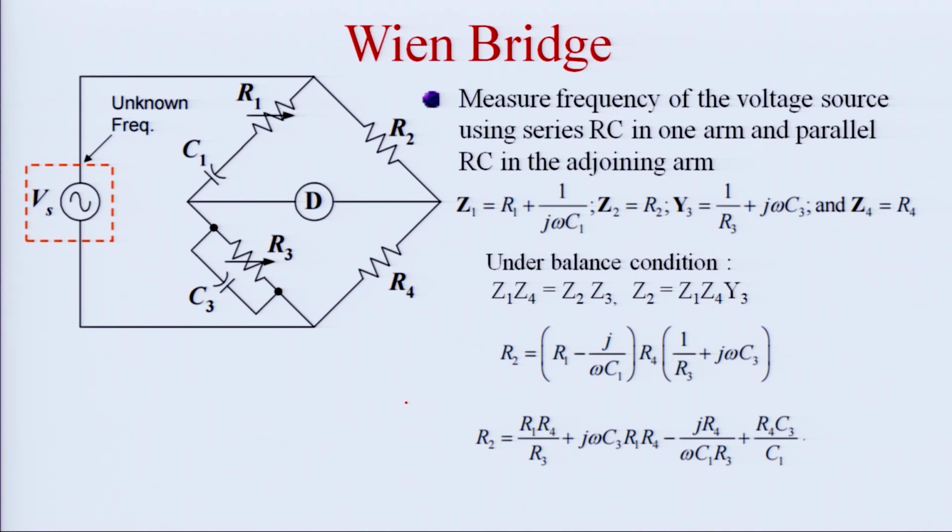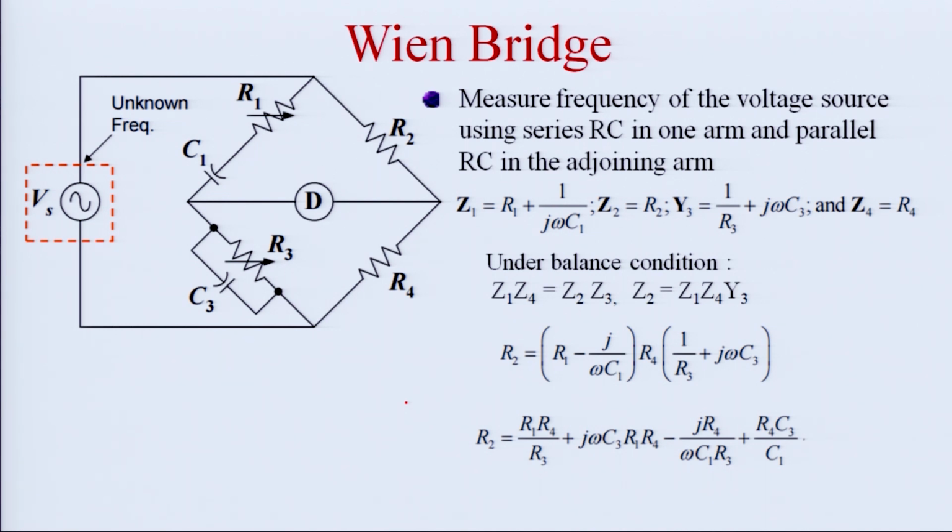So, for the measurement of frequency of a voltage source, here the voltage source Vs is applied whose frequency is not known. This is the Wien's bridge. Here we are using one series combination of capacitance and resistance and one parallel combination of capacitance and resistance. Under balance condition, Z1 is the series combination, so Z1 is equal to R1 plus 1 by j omega C1, Z2 is equal to R2, and for the parallel combination we have written the admittance. So, admittance is equal to 1 by R3 plus j omega C3, and Z4 is equal to R4.